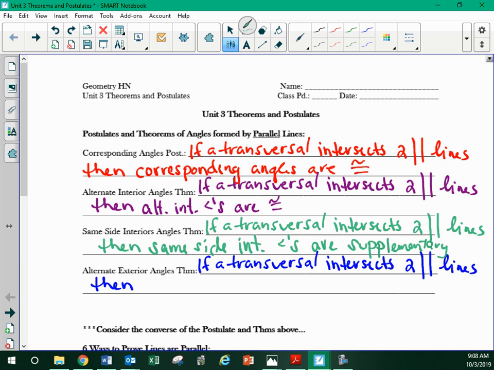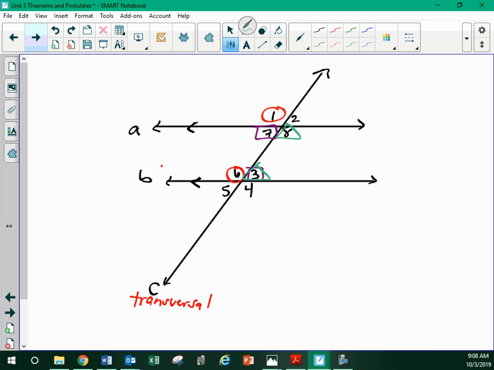Okay. Alternate exterior angles. Who can describe for me a pair of alternate exterior? 2 and 5. Good. Okay. Yeah. 2 and 5. They are alternate exterior. What do you guys think these ones are?